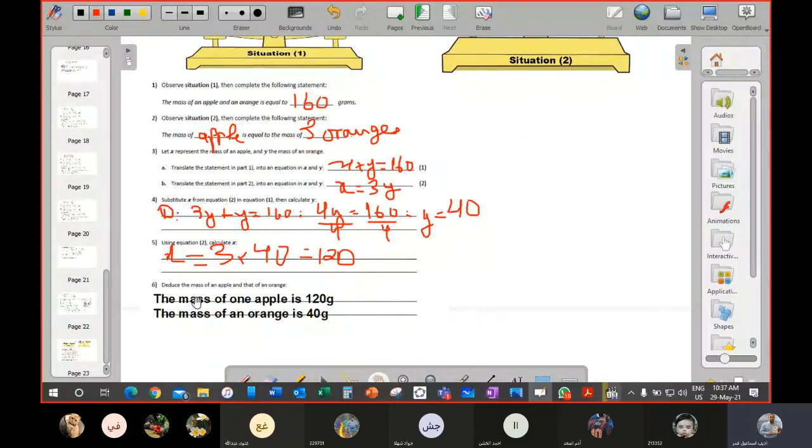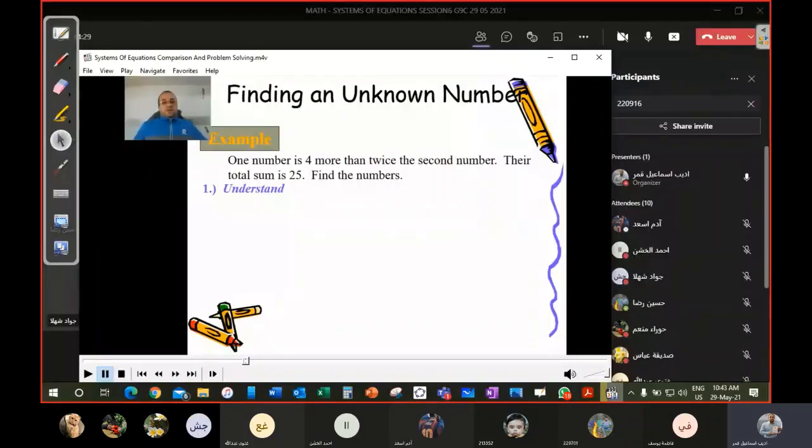آخر شيء شو يا نور؟ Interpretation. يعني مش بس أنا بجيب الx والy وخلص بكتفي هون. آخر شيء بدي أقول إنه شو هي الx؟ The mass, so the mass of one apple is 120 grams and the mass of one orange is what? Is 40 grams, okay?